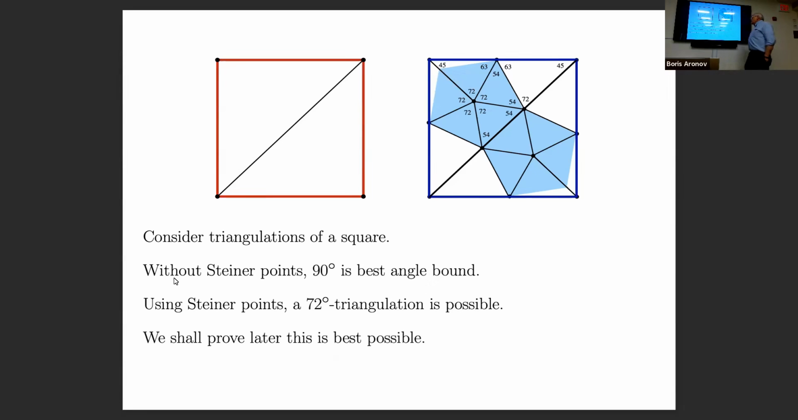In fact, here's a triangulation that uses 72. I'll leave you to verify that, but I checked it many times. In fact, it does give you a maximum angle of 72. That's the best possible. And we won't have any proofs in this, but one thing I will prove for you is that for the square, 72 is the best you can do. So this is an optimal triangulation.